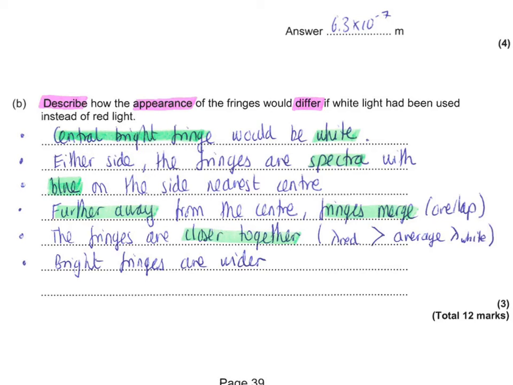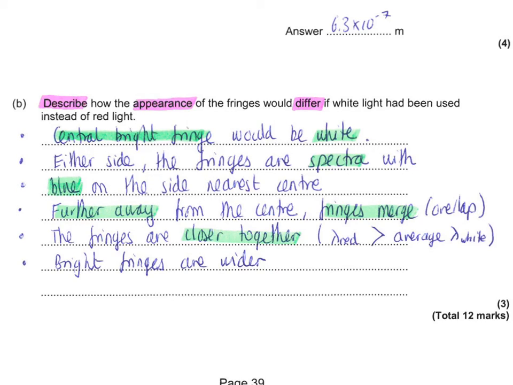And in fact, a couple of little details. Because red light has got a larger wavelength than the average of the white light, the fringes are going to be closer together once we swap to white light, and we're going to get wider bright fringes because of that range of wavelengths. Only needed to pick up 3 of those.